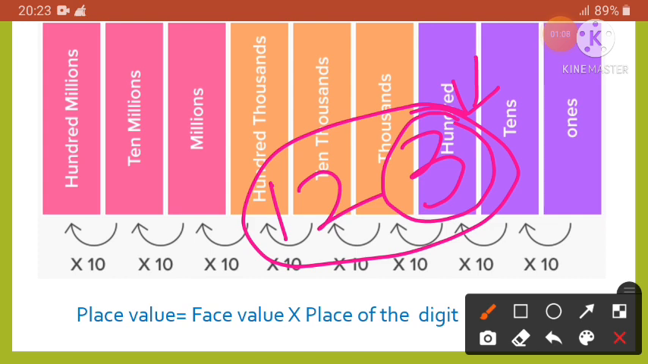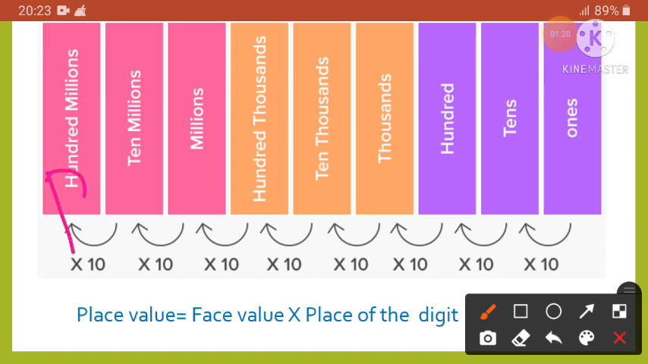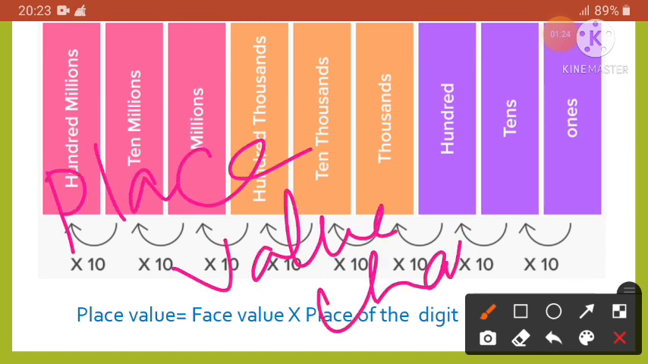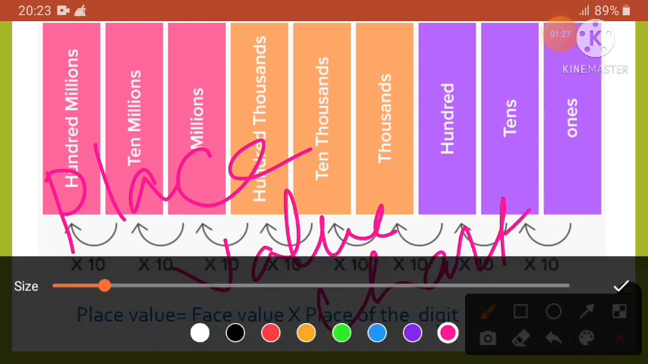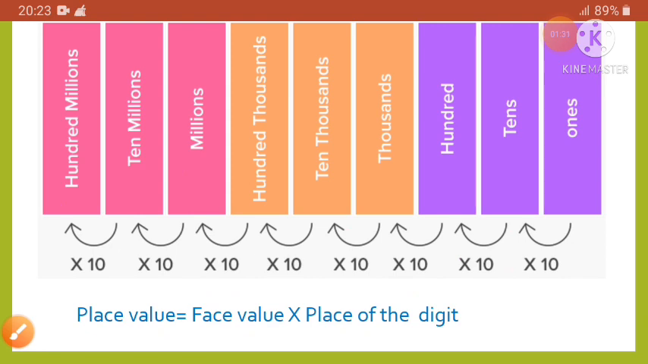I will take this chart. This chart is known as the place value chart. Now, this chart is used to find and compare the place value of the digits in numbers through millions.